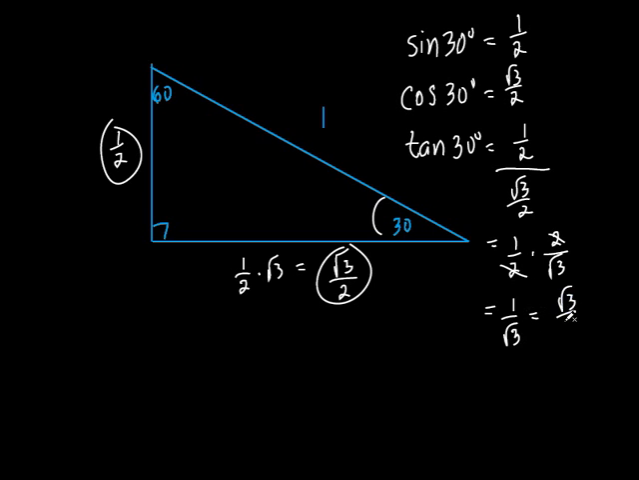Yep, square root of 3 over 3. Good. So the tangent, all that work right there, the tangent of 30 degrees is equal to the square root of 3 over 3.